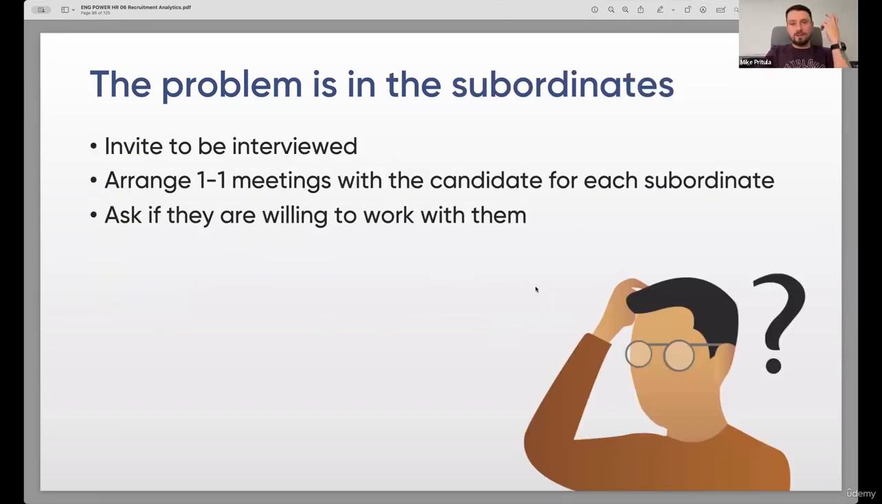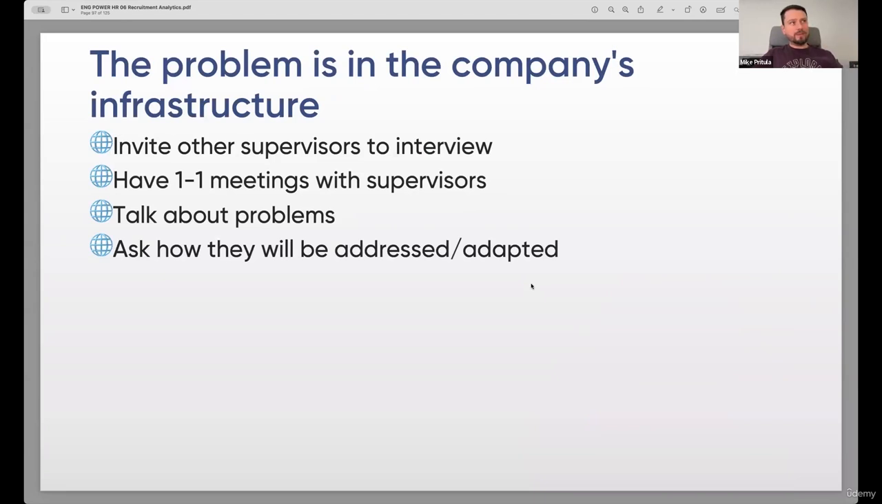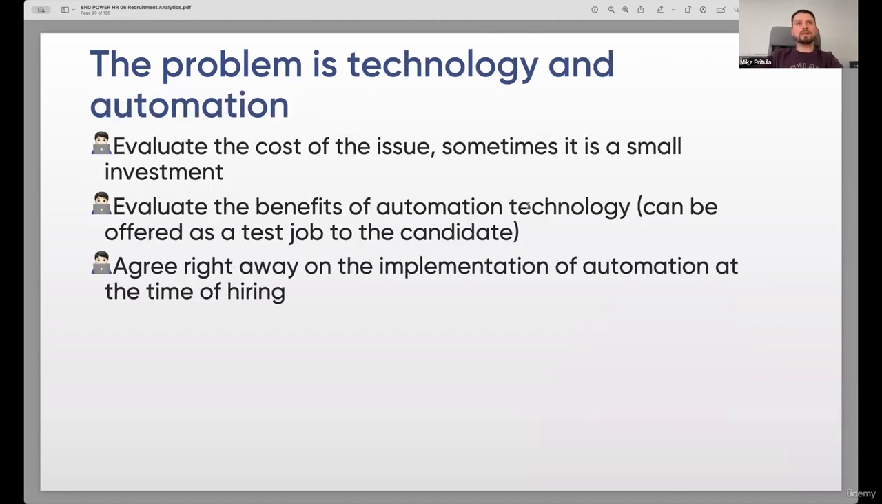There could also be a problem with subordinates. Sometimes managers leave the company because of some subordinates. Again, involve the subordinates in the recruitment process. If the problem with the job is a conflict with other departments, involve those departments in the recruitment process so they also contribute to the decision. If it's about technology and automation, you may offer to improve or introduce the automation as soon as the candidate is hired.